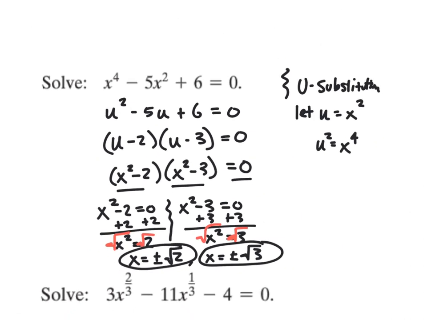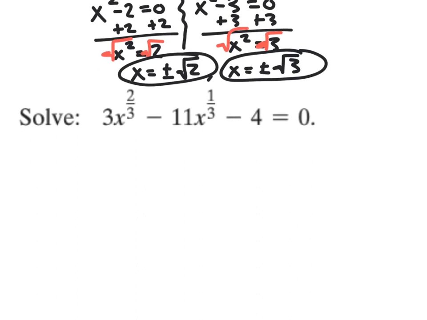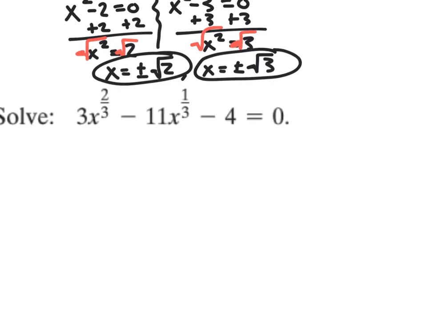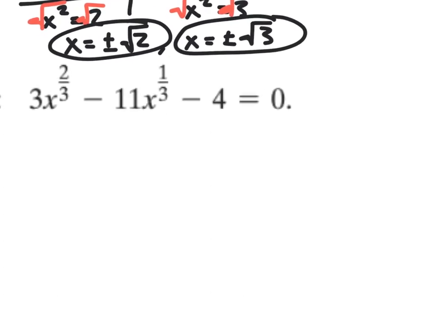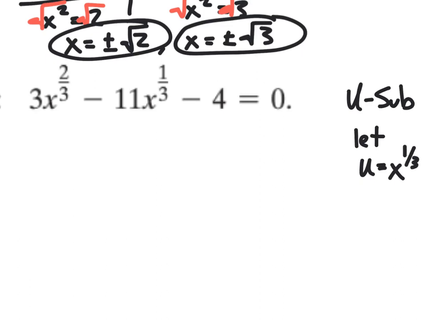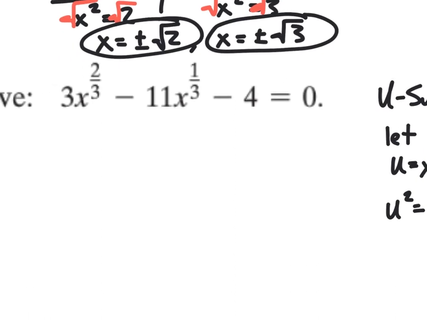Okay? So pretty cool. Now let's look down here at this one. Same thing. I've got something that looks like a quadratic, so I want to do a U-substitution. I call it a U-sub. I'm going to let U equal x to the 1/3. I always choose the middle term, because if I square both sides, that's going to give me x to the 2/3. So I substitute those values in, and I'm going to get 3u squared minus 11u minus 4 is equal to 0.